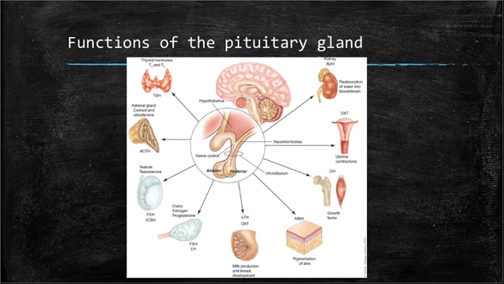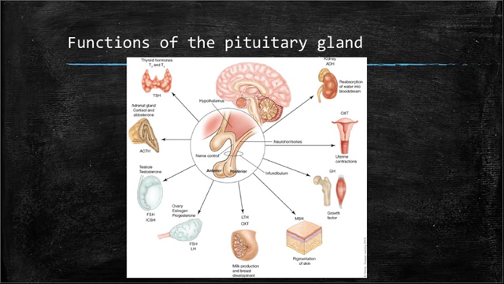Oxytocin stimulates uterine contractions as well as lactation. Antidiuretic hormone regulates the urine production of the kidneys, so it basically regulates the volume of water in the body. That's antidiuretic hormone.